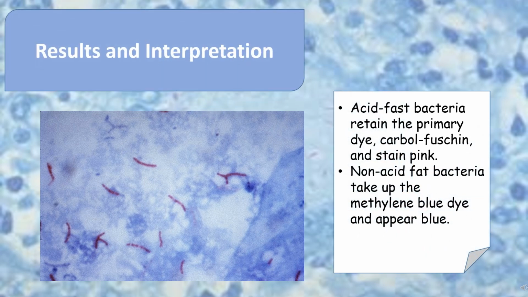Now about results and interpretation. Acid-fast bacteria retain the primary dye, carbol fuchsin, and stain pink. Non-acid-fast bacteria take up the methylene blue dye and appear blue.